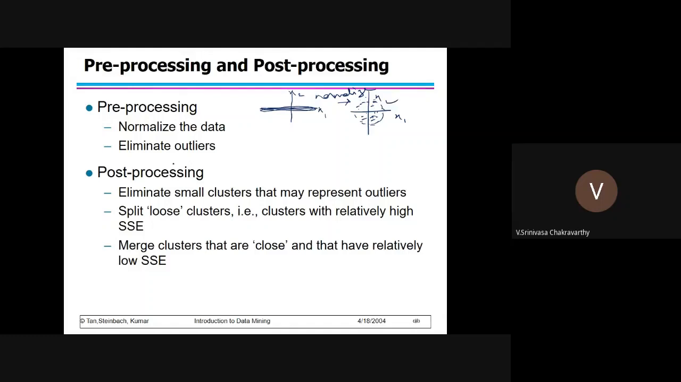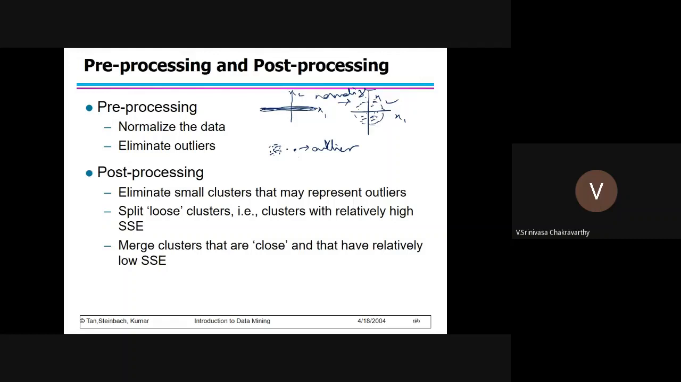Another thing is to eliminate outliers. If I have a data set like this, and if I have a data point like this, that's an outlier. Now, outliers generally will be sparse. They don't form part of any clusters. So if you do clustering on this, you will typically find that one whole cluster will be allocated to this single outlier that is far out there. So obviously that will mess up your clustering on the whole.